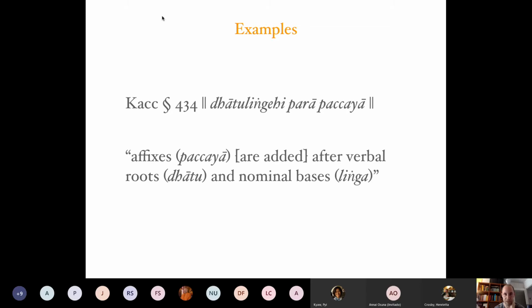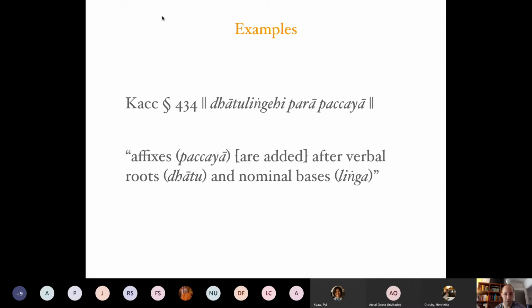Another example, Kaccāyana 434. I'm always using the Ollipin's numeration. If you are checking the Burmese edition, it's always at some point after 279, I think, or something like this. I think it's two rules before. So probably the Burmese edition here will be 432. It's dhātuliṅgehi paro paccayā. We have seen this rule already. We didn't discuss it deeply, but the meaning is that affixes, paccayas, are added after verbal roots, dhātus, and nominal bases. So again, this is a paribhāsā.